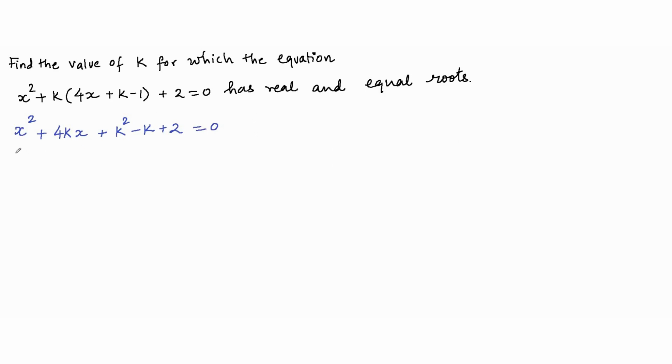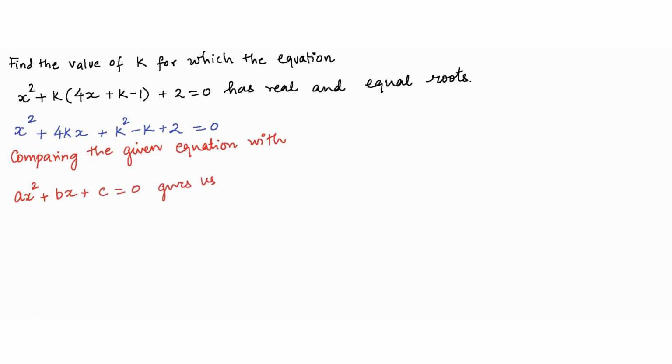Now I can compare the given equation with ax square plus bx plus c equal to 0. Let us now compare the coefficients of the given equation. A is the coefficient of x square, so a should be 1. B is the coefficient of x, so b should be 4k. And c is the constant, which is k square minus k plus 2.